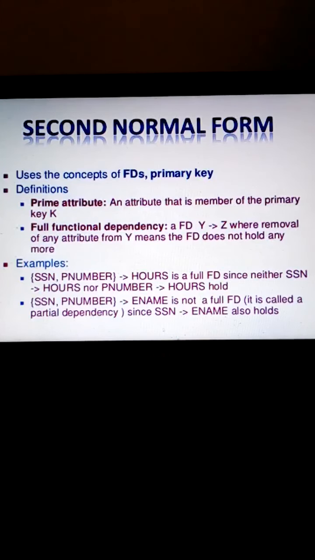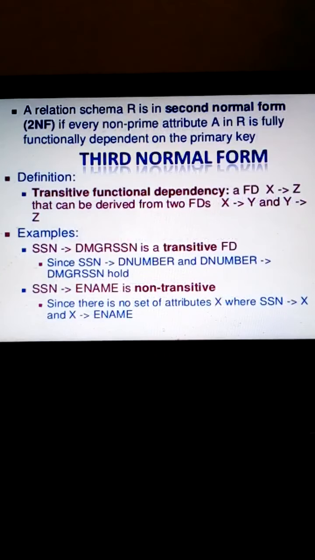If this situation or this case is available, it is called second normal form. Now move to the next normal form. And one important piece of information about the relation: by definition, we can say a relation schema R is in second normal form if every non-prime attribute A in R is fully functionally dependent on the primary key.